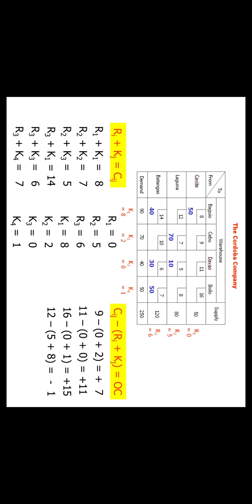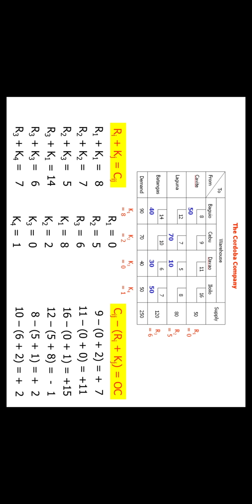Next is the unused cell with a cost of 8. Row position is still at row 2 with a value of 5. Column position is at column 4 with a value of 1. So you would have 8 minus the quantity 5 plus 1, or 8 minus 6 is positive 2. And finally, we have the last unused cell to evaluate, the one with a cost of 10. Row position is now at row 3, where R sub 3 is equal to 6. Column position is at column 2, where K sub 2 is equal to 2. Applying the formula, you would have 10 minus the quantity 6 plus 2, or 10 minus 8 is positive 2.